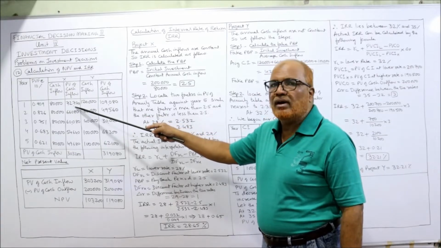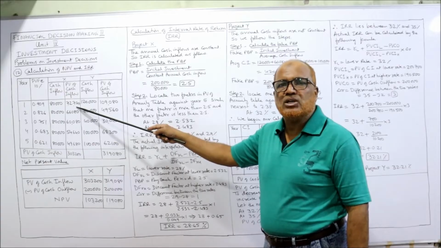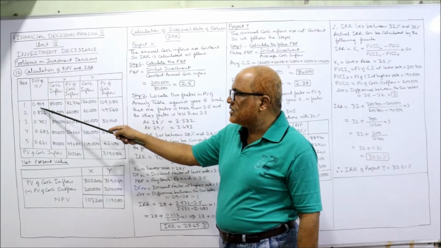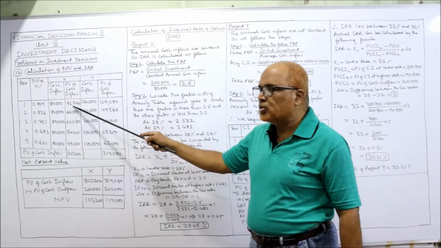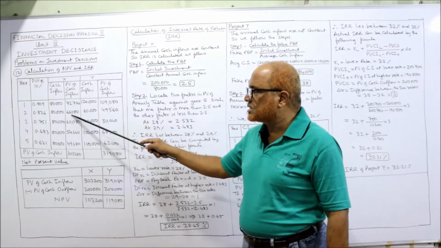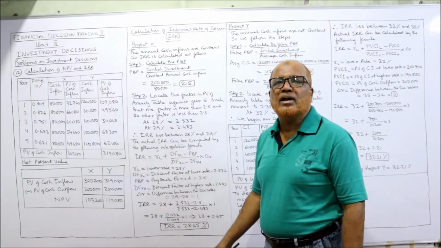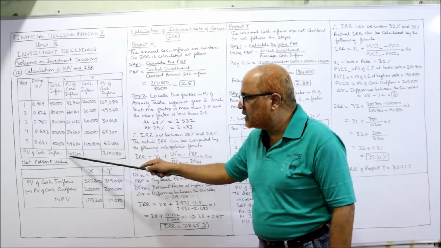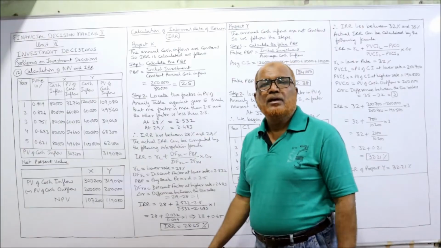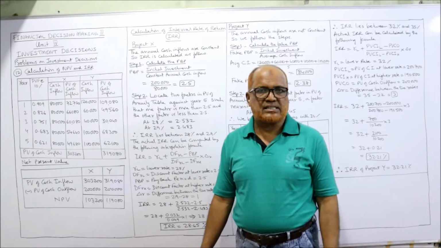How we get the present value of cash inflow? Multiply the PV factors with cash inflows. 0.909 into 80,000, 72,720. 0.826 into 80,000, 66,080. Like this, you calculate all the PV of cash inflow, then take the total 3,03,200. This is the present value of cash inflow for Project X.